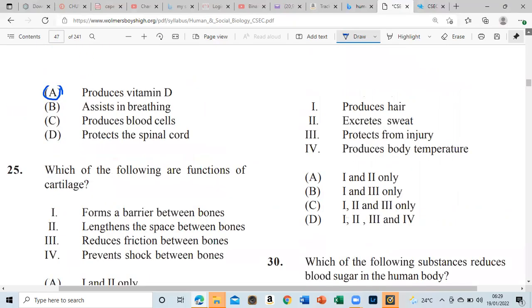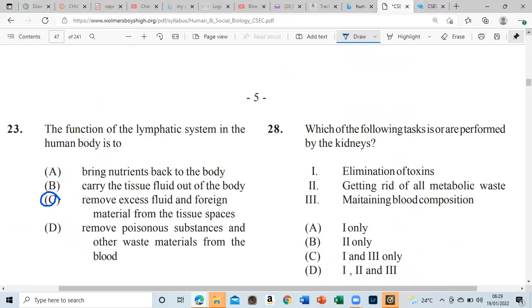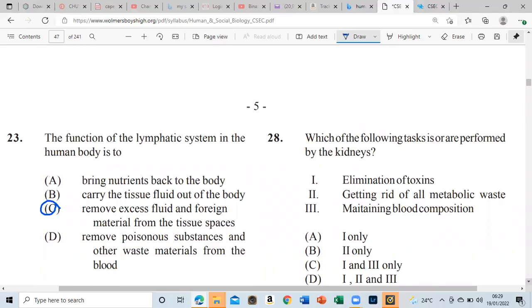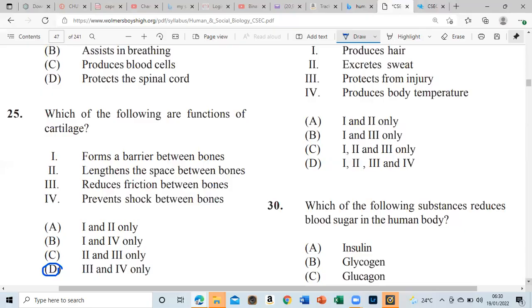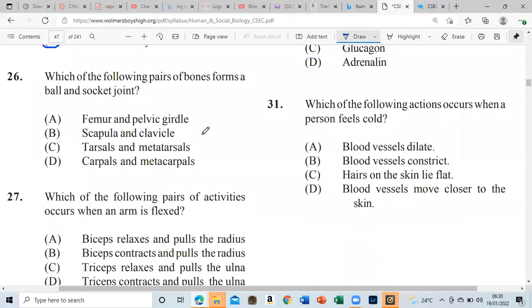Let's move on to 26. 28 rather. Hold on. Oh. As I was saying, 26.